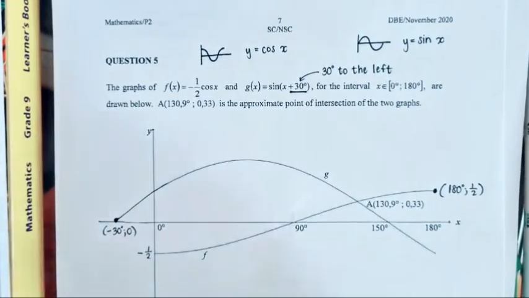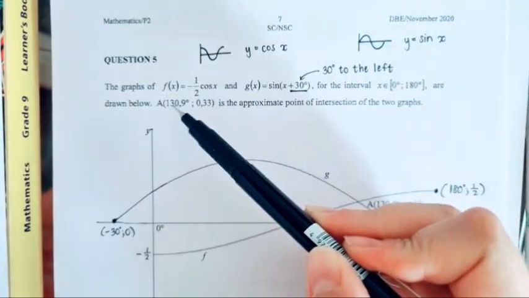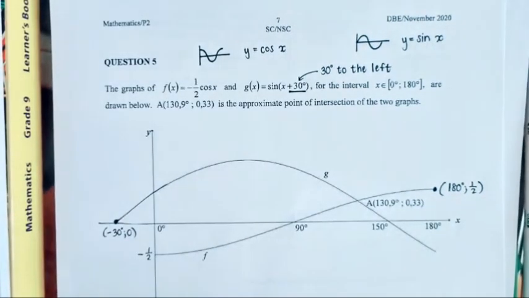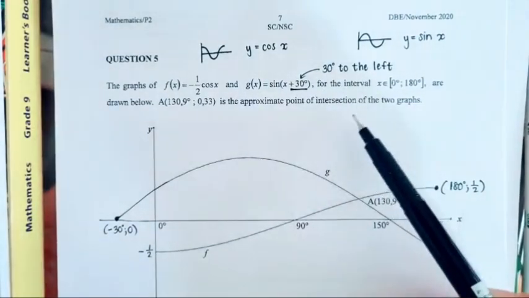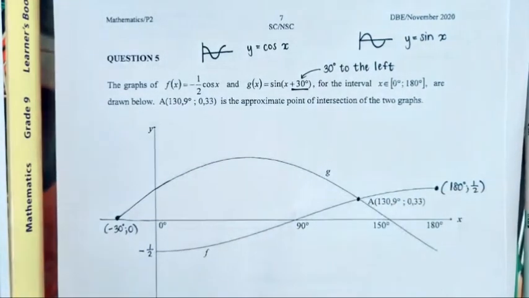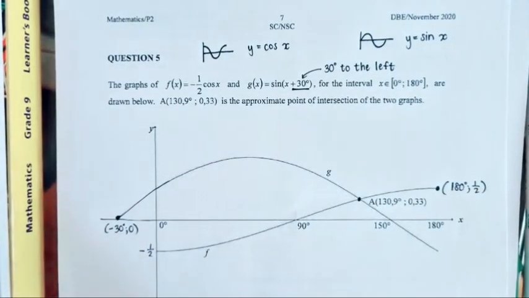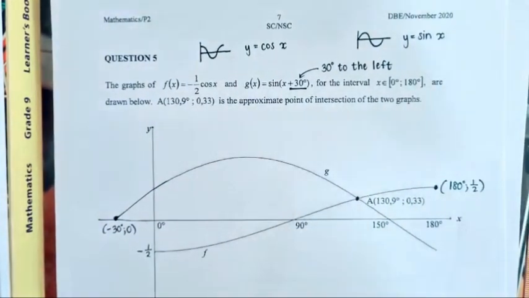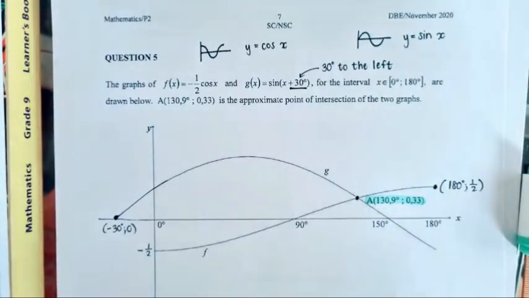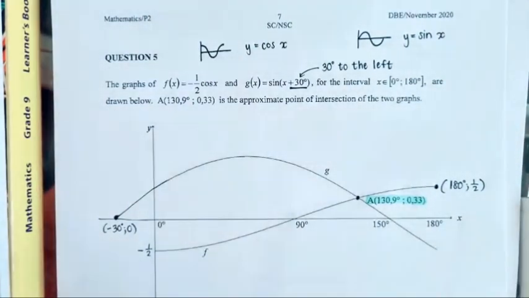Now they're saying that A, which is the point 130,9 degrees and 0,33, that's the y value, is the approximate point of intersection of the two graphs. So they've given us that point of intersection. And guys, just a heads up, if they're giving you that point, you're probably going to have to use it. So take note of the fact that they've given you that. Remember that point. We're probably going to have to use it, otherwise they wouldn't give it to us.